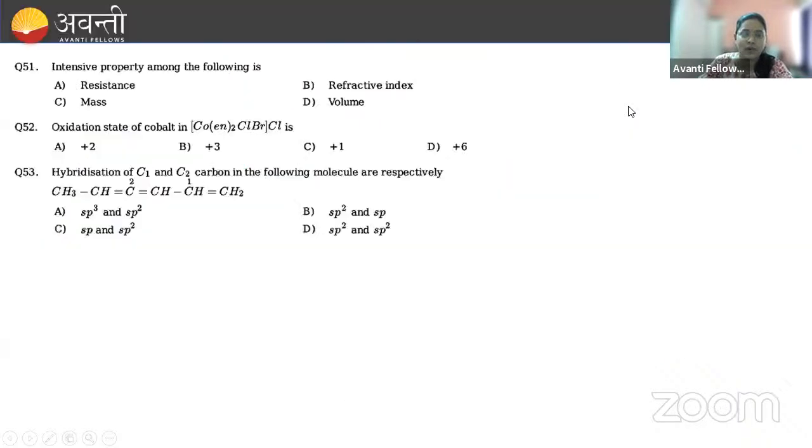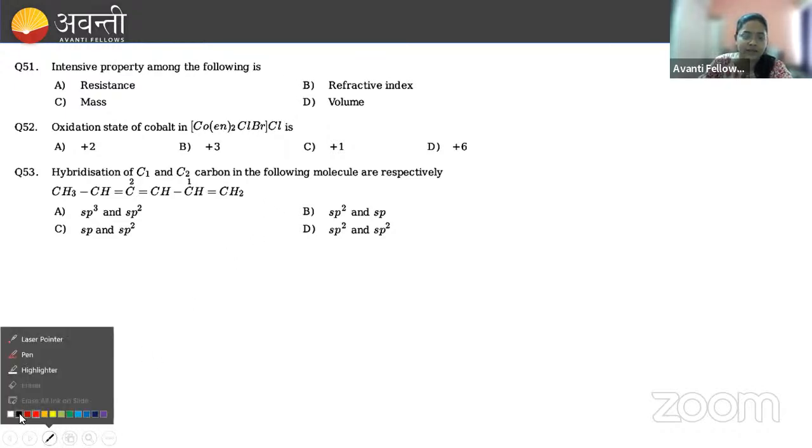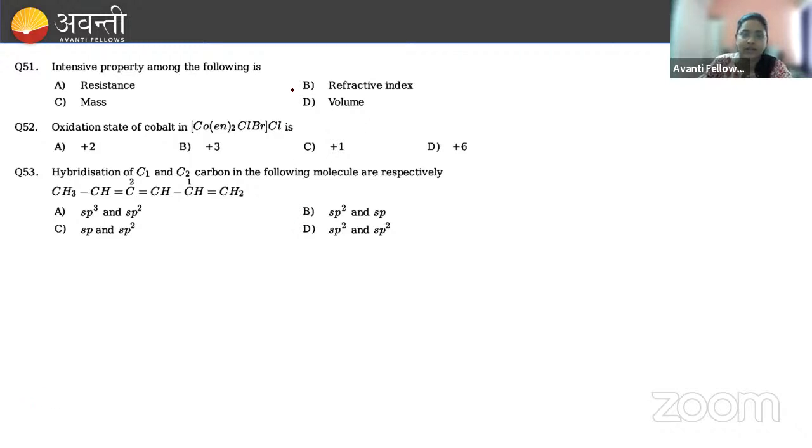First question: intensive property among the following is. This was a very simple question. Intensive property among the following is: resistance, refractive index, mass, and volume. So what is the answer? Here, refractive index is the correct answer, right? Next question, the oxidation state of cobalt in this given complex is.